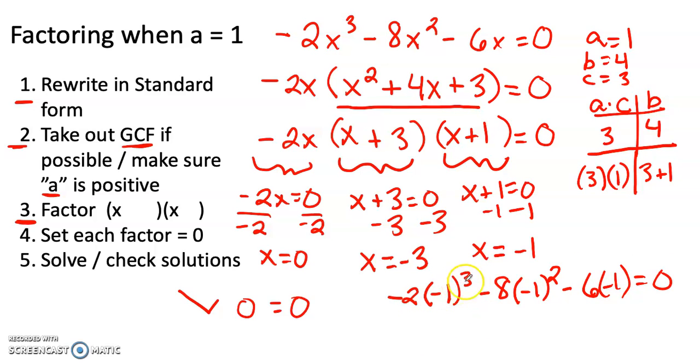All right, negative 1 cubed gives me a negative 1, but negative 1 times negative 2 gives me a positive 2. Negative 1 squared gives me a positive 1, but a positive 1 times a negative 8 gives me a negative 8. Negative 6 times a negative 1 gives me a positive 6. And then if I combine all of my like terms, 6 plus 2 is a positive 8, but negative 8, I get 0 equaling 0. So that checks off. All right. So again, my solutions are 0, negative 3, and negative 1. Let's try another one.